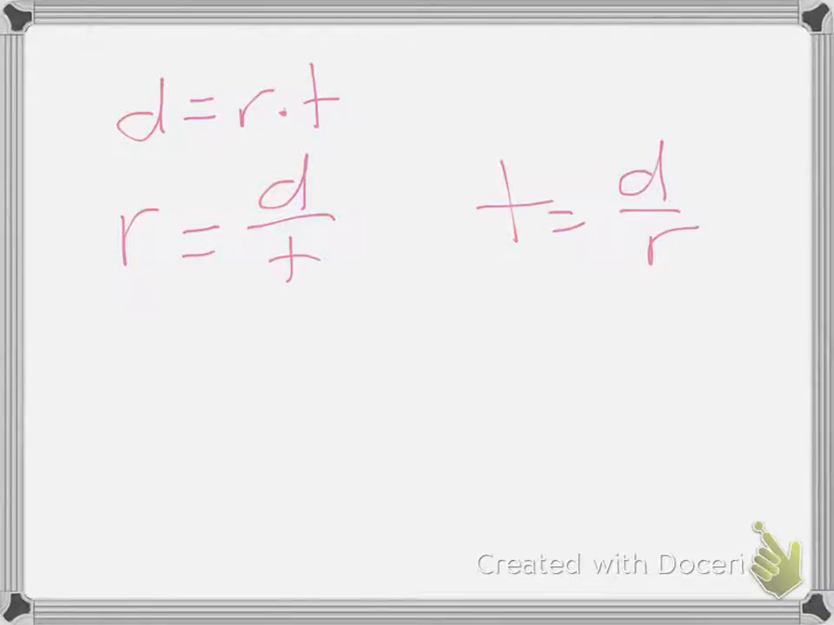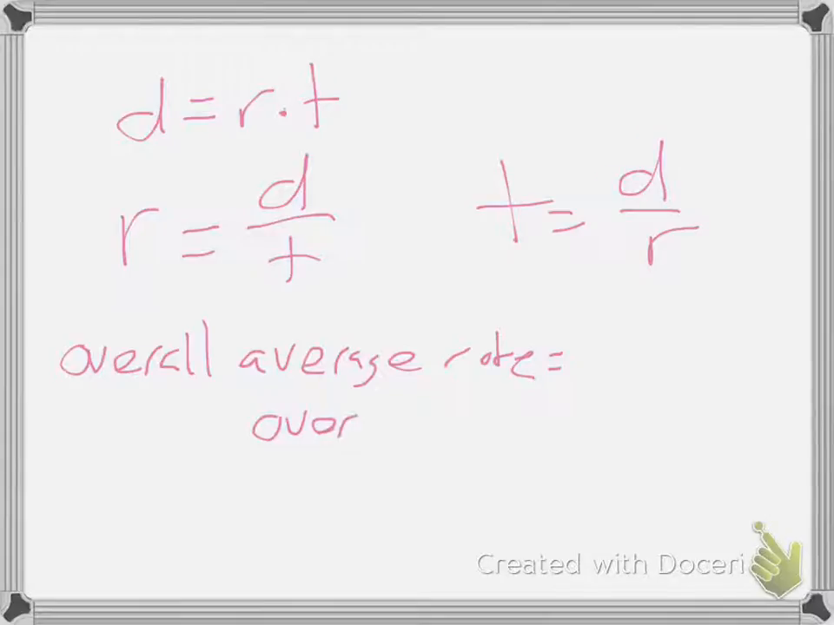Now, we talk about this overall average rate. Can we just use a distance triangle? Yes. Overall average rate is just total distance, or overall distance, over overall time. So if I said from here to Chicago was, well, let's see, it's about 180, say 200 miles.